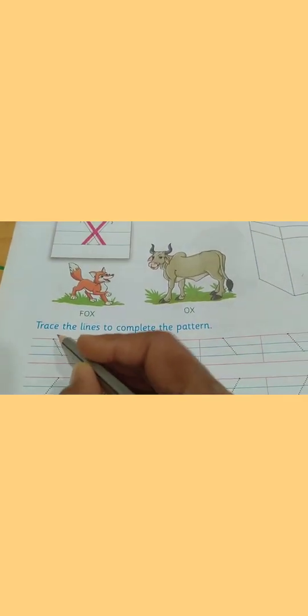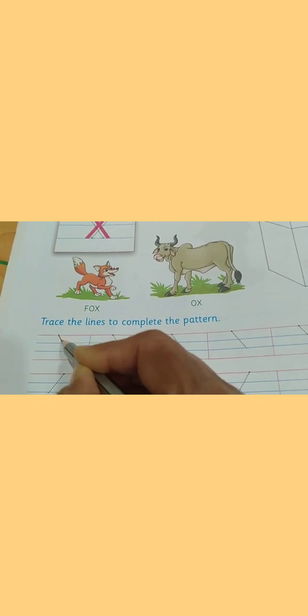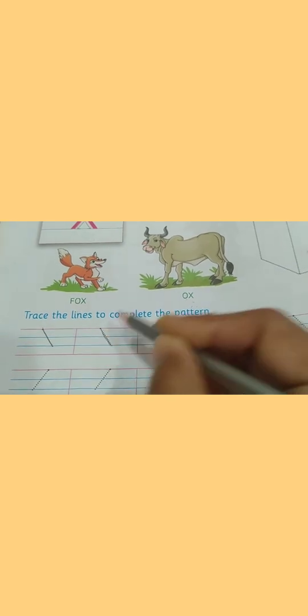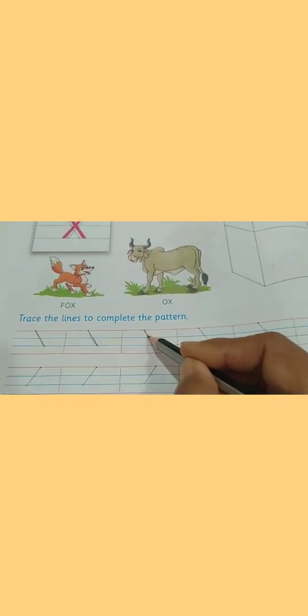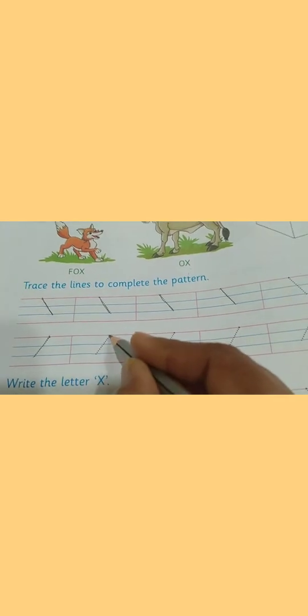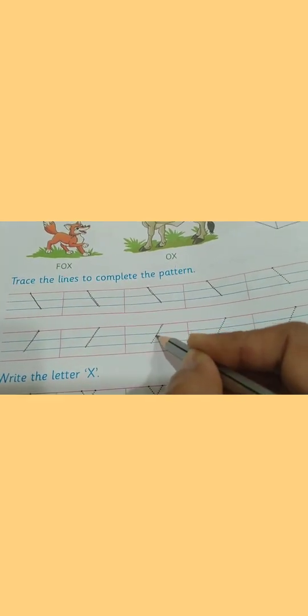In this way they have given. Now I will trace the lines to complete the pattern. Trace the lines here. This way you put one slanting line. This way. And then this side one slanting line. This is a slanting line. Just go on doing. And now trace the letter X.